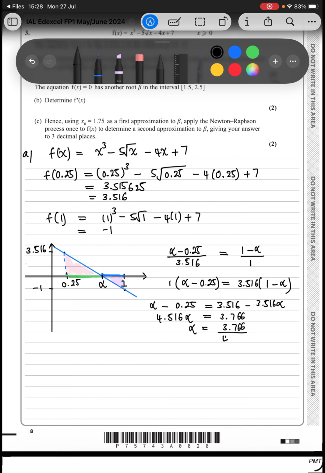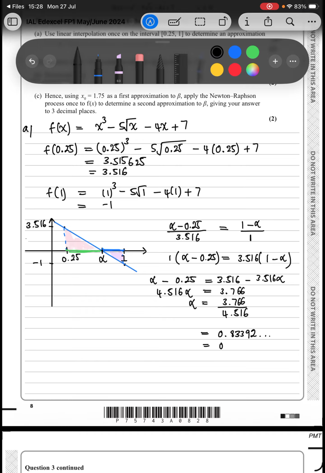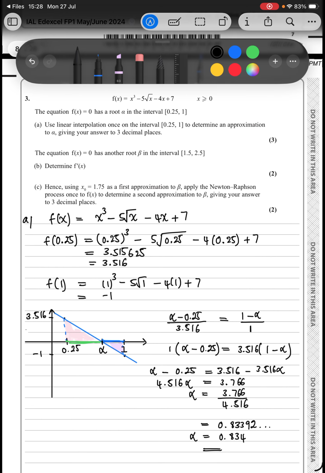So alpha equals 3.766 divided by 4.516. Let me find the value. And that is 0.83392, and so on. But we have to round the answer to 3 decimal places, so it's going to be 0.834. And that's our answer to part A.